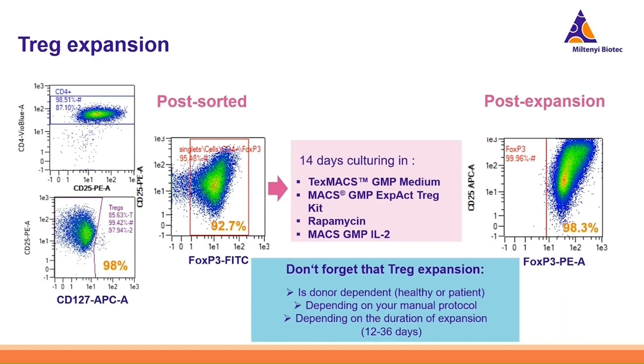So here we do have, after the sort, the Tregs, we are staining for FOXP3 to check if this marker is still expressed. And then there is a 14-day culture done in TexMACS medium with stimulants. And after the expansion, the cells are again stained for FOXP3 and still stably express this Treg marker. But please don't forget that Treg expansion is really donor dependent, and it's also depending on the manual protocol that is being used. And of course, also the expansion duration plays an important role.